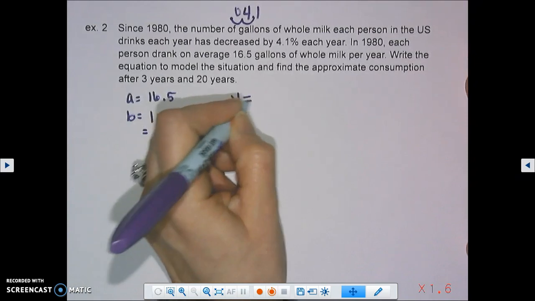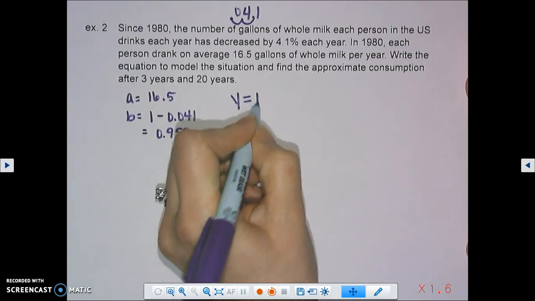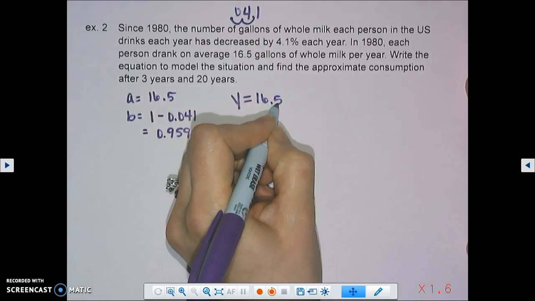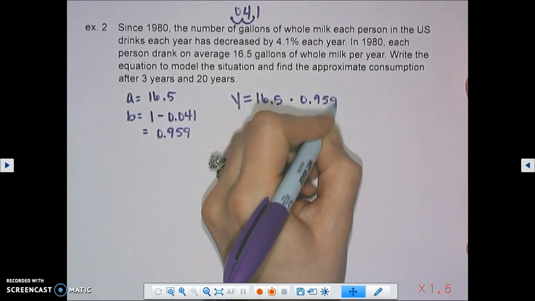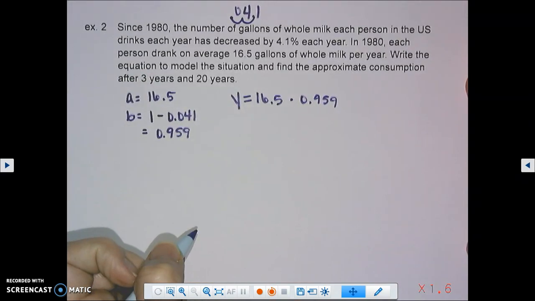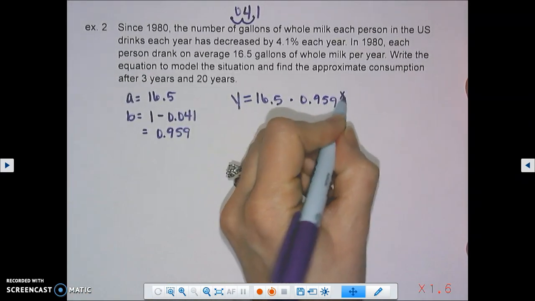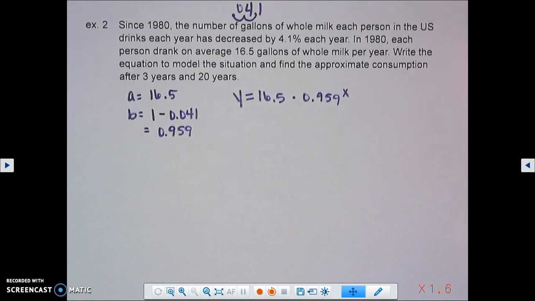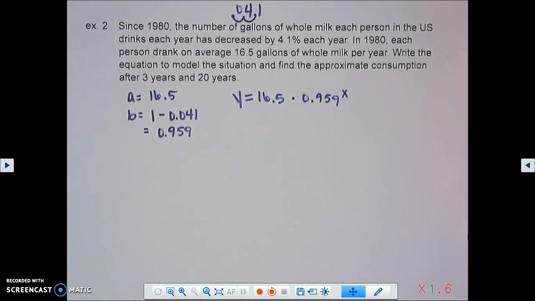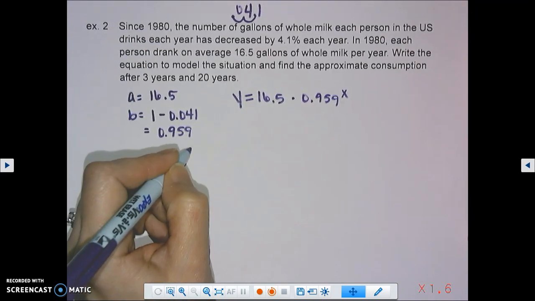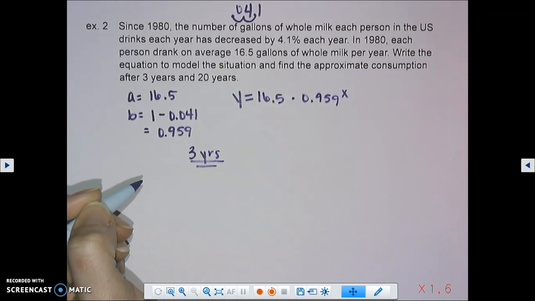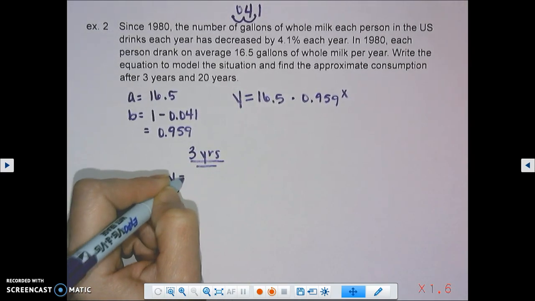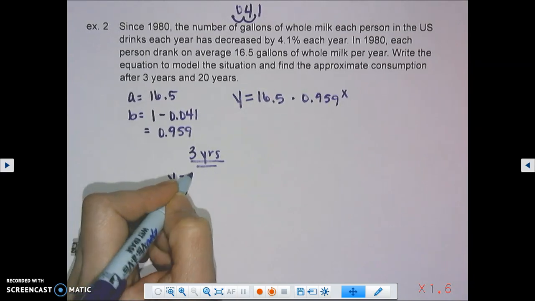Okay, we have y equals our starting amount was 16.5 times our b value, we just figured out, was 0.959, and that's going to be to the x power. That's your equation in general for this situation, no matter how many years have passed. Next, they tell us 3 years have passed, so let's see how much milk consumption on average there is.